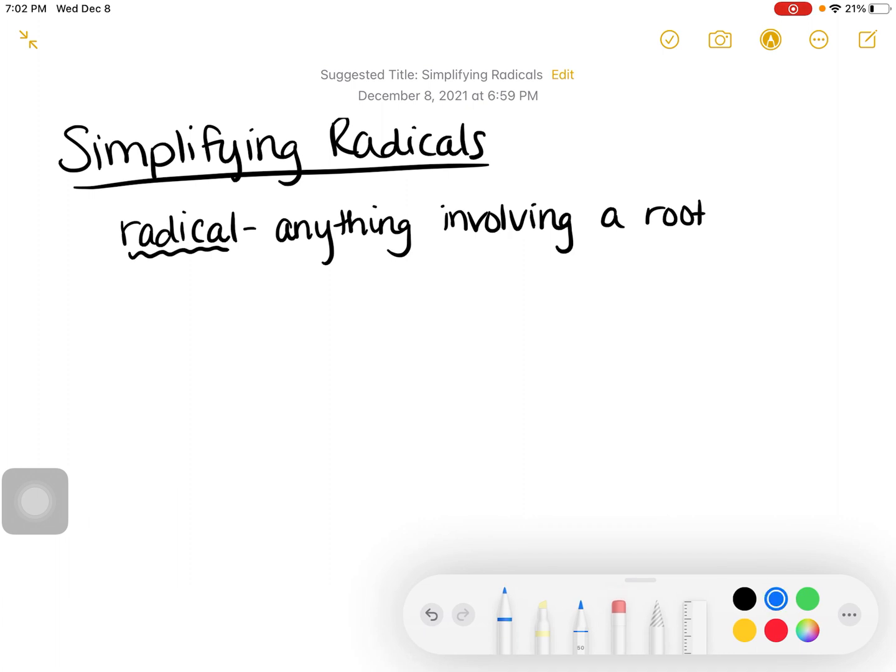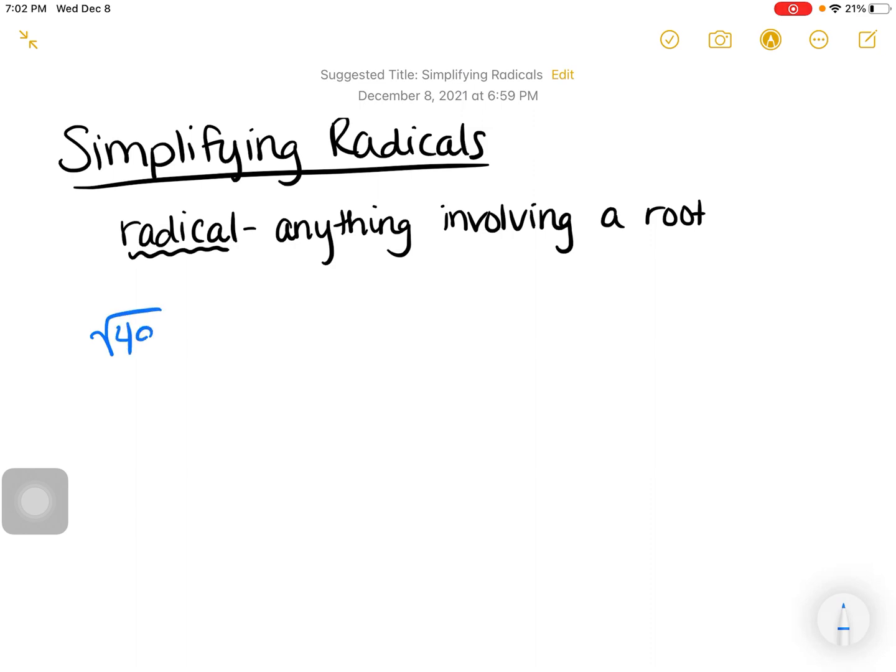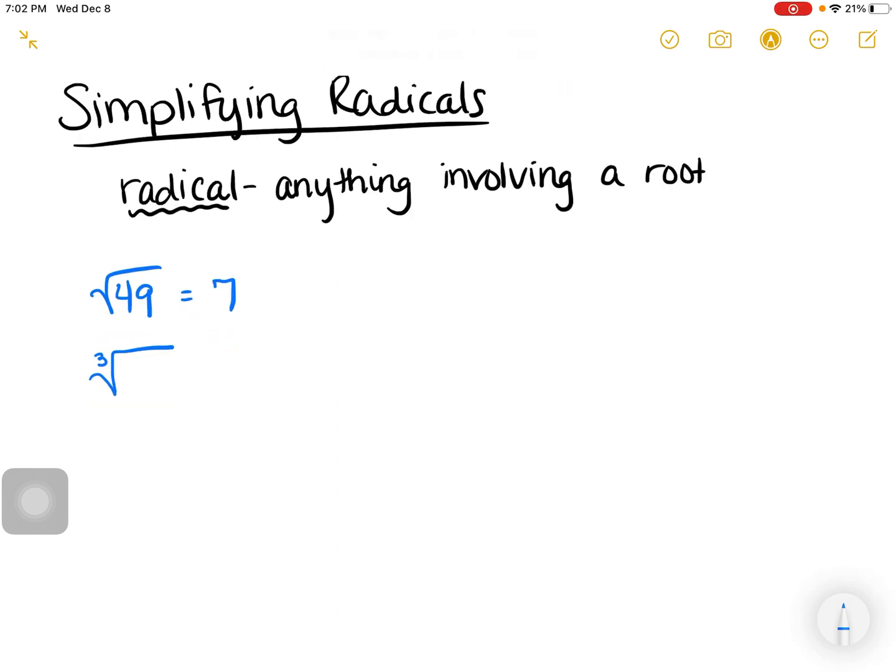So we've been looking at problems like the square root of 49, which would be 7, because 7 times 7 is 49. You're looking for what number times itself gives you 49. We also looked at cube roots, where you had the little 3 for the cube root up there. Same concept, but now you're multiplying a number by itself 3 times. So if we did the cube root of 125, that would be equal to 5, because 5 times 5 times 5 equals 125.